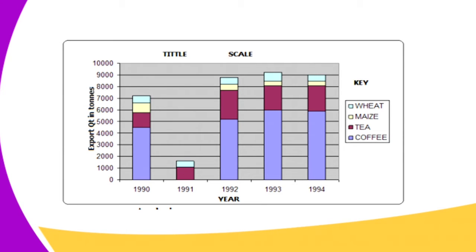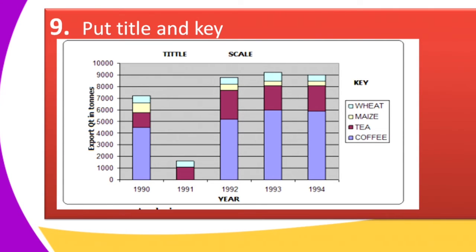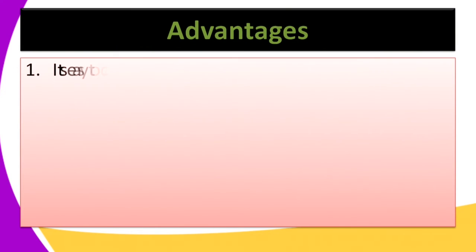Going back to our last slide, we see that this cumulative bar graph has a very good visual impression. You can be able to tell the tons of coffee that was available in each year. That is the purple part, the part that has been shaded purple. You can be able to tell the amount of tea in each year. You can also be able to tell the amount of maize as well as wheat.